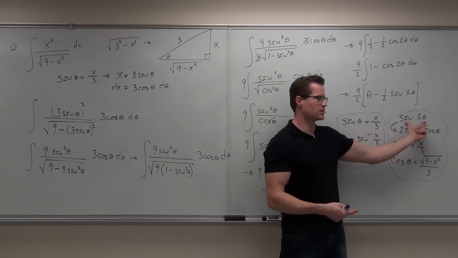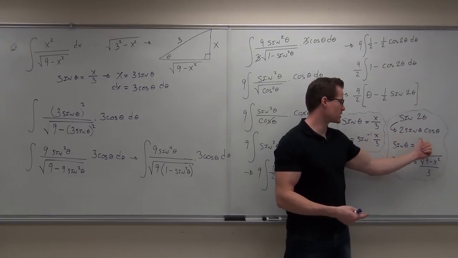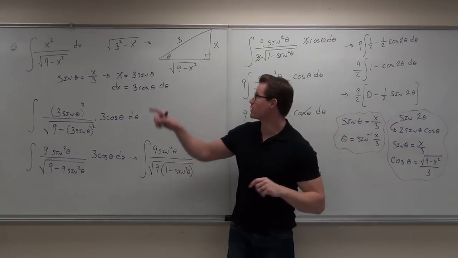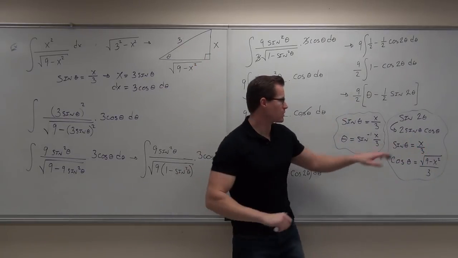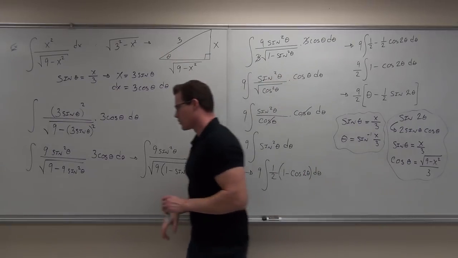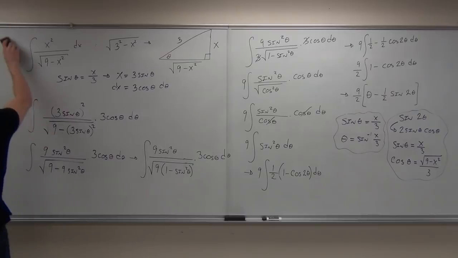Sometimes you'll need an identity. Sine 2 theta, no, can't have that. Get 2 sine theta cosine theta. Well, sine theta would be x over 3. That's from our triangle. Sine is x over 3. Cosine theta is square root of 9 minus x squared over 3. And now we're going to put everything back together.